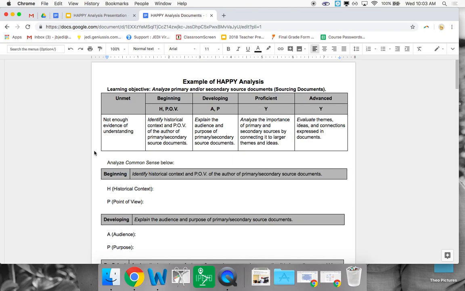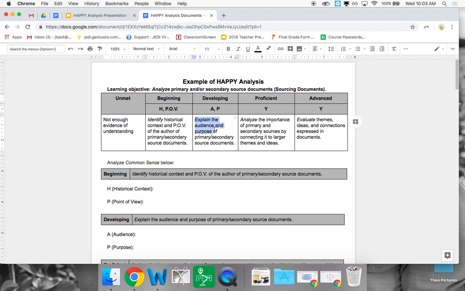and I'm going to go over an example for how to use happy analysis for a primary source. This is a learning objective to analyze primary and secondary source documents. This is an important skill in any social studies class. You can see we're going to be assessed with our beginning level. Can we identify historical context and the point of view of an author?